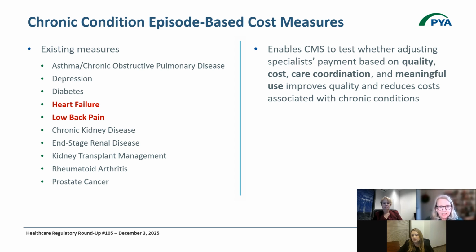By having now a methodology for calculating how much it costs to manage an individual with certain chronic conditions, CMS now has the ability to compare how individual physicians manage patients with certain chronic conditions. And that becomes the launching point for this ASM model.